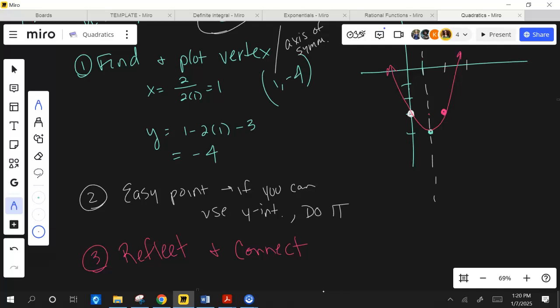Vertex, easy point, reflect, and connect always. That's all I'm going to make you do, because we're going to focus a lot on calculator for a lot of these, but you do have to be able to do some of it by hand. So this is the by hand part. I only make you find 3 points.